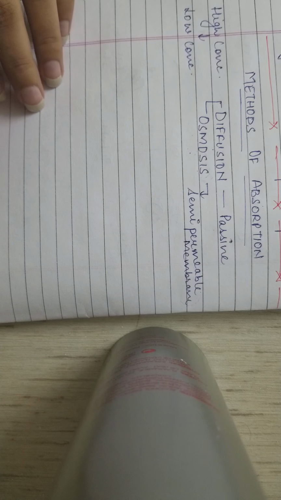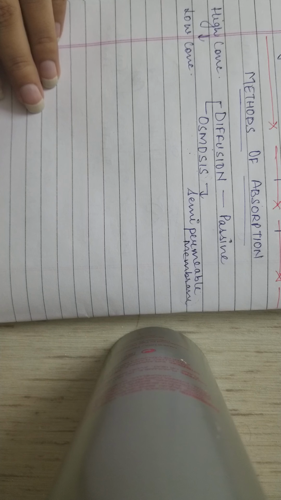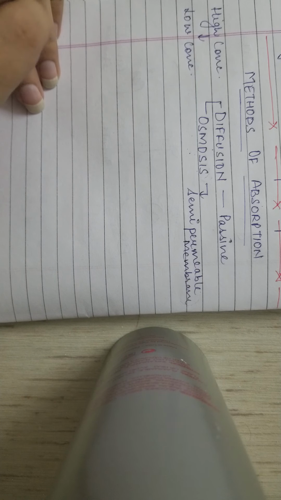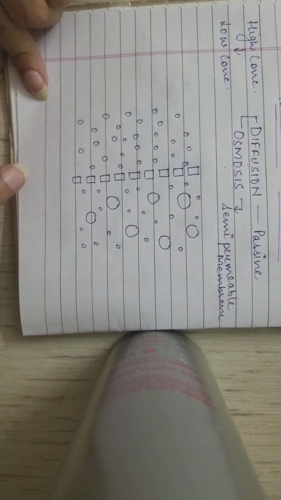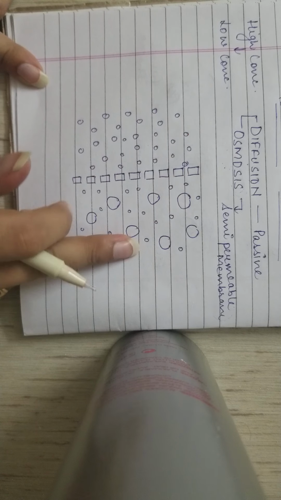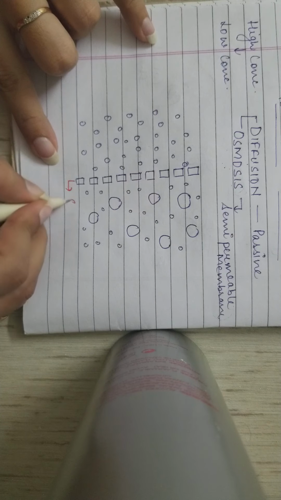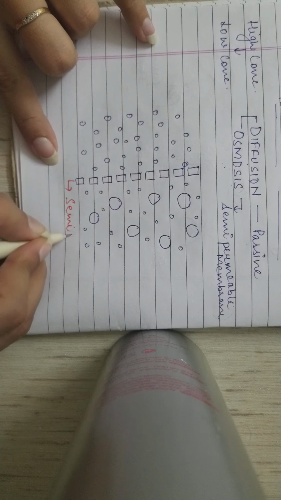Similarly, you can try it with the ink in water. When you put a drop of ink in water, you will see that the molecules of the ink diffuse in the water, and hence if you have used red color ink, the whole water will turn red in color. Now this diagram is showing osmosis. In this we have shown this as a semi-permeable membrane.